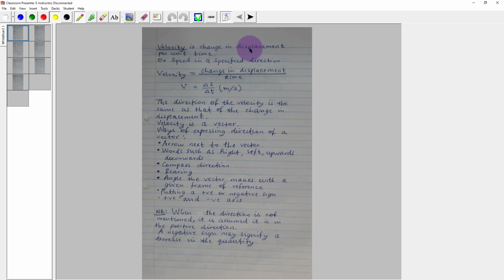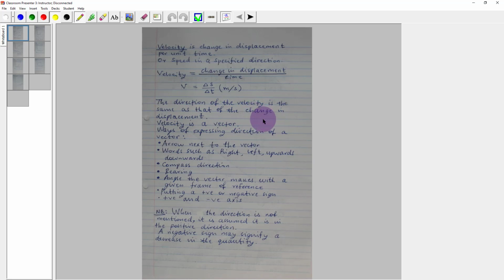From the definition of velocity as a rate of change of displacement or change in displacement per unit time, the symbol for displacement is S. This small triangle here means change, and this one is the time taken for this change in displacement. The direction of the velocity is the same as that of the change in displacement.